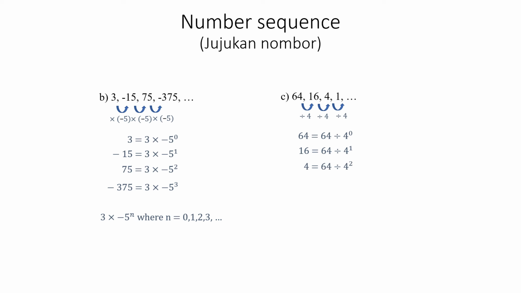And 4 is equal to 64 divided by 4 and divided by 4, so 2 times 4, which is 4 to the power of 2. And 1 is equal to 64 divided by 4, divided by 4, divided by 4, so 4 to the power of 3. The pattern is 64 divided by 4 to the power of n, where n starts with 0, 1, 2, 3, and so on.